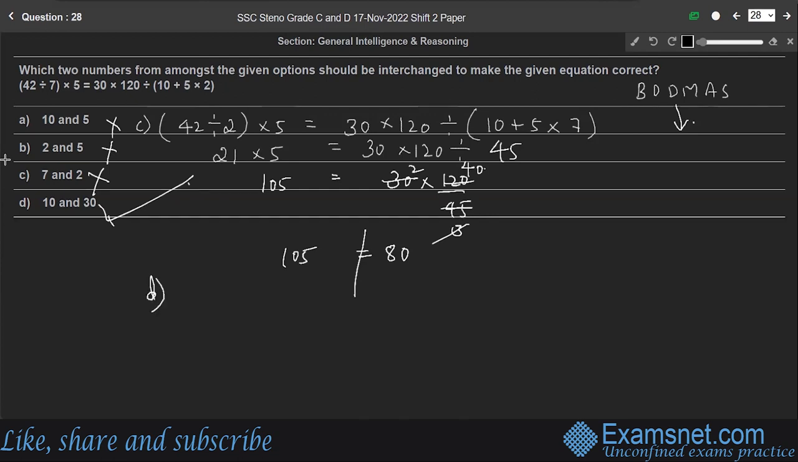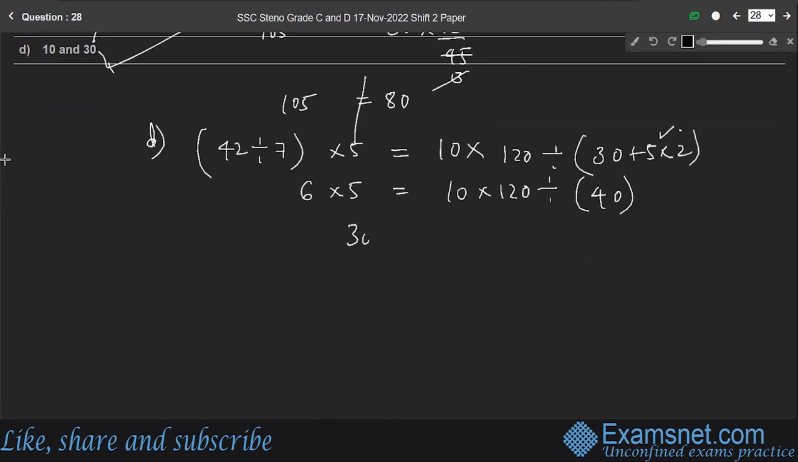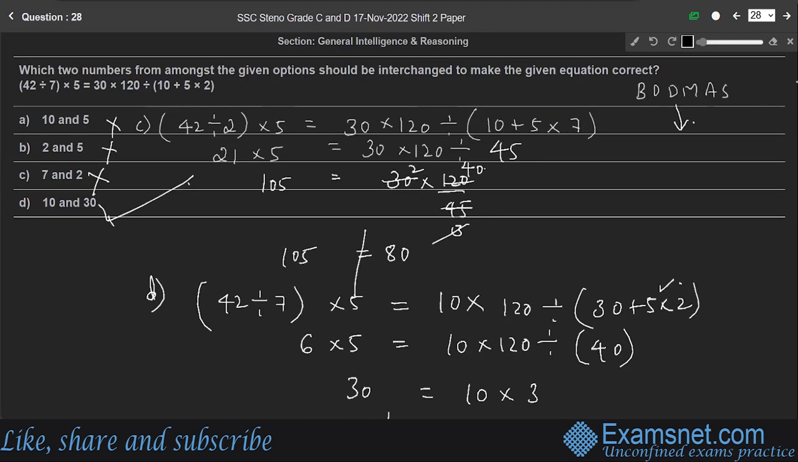So just verify the answer by interchanging 10 and 30. The equation becomes 42 by 7 into 5 should be equal to 30 becomes 10 into 120 divided by 10 plus 5 becomes 30 plus 5 into 2. We are interchanging 30 and 10. So apply BODMAS rule. It becomes 6 into 5 is equal to 10 into 120 by, remove the bracket, 5 into 2, 10 plus 30 is 40. Now 6 into 5 is 30 should be equal to 10 into 120 by 40 is 3, which is equal to 30. Therefore, the equation will get satisfied by interchanging 10 and 30. Option D is the right answer.